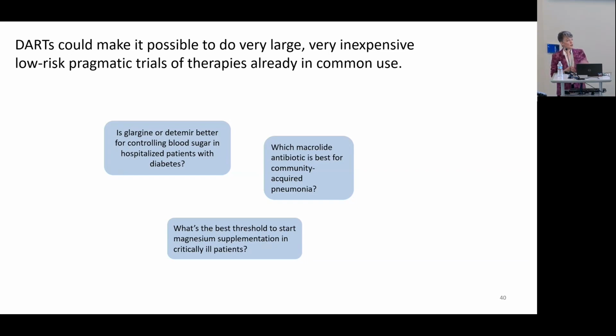The threshold to start magnesium supplementation: it's widely accepted that low magnesium is a risk factor for bad outcomes in ICU patients, but what's the threshold there? Currently, people go with their gut. Maybe we could actually randomize and see if we could get some high quality evidence out of that.